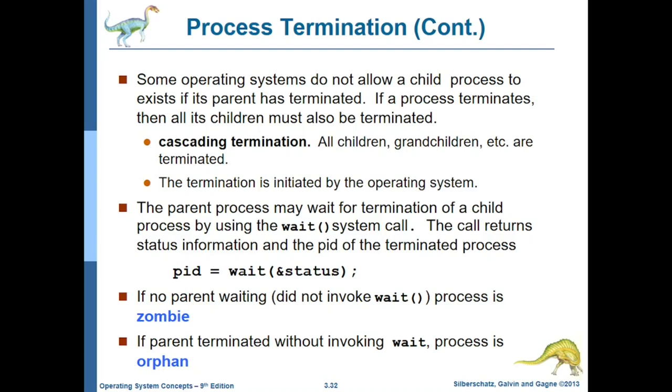Another possibility is that the parent process terminates without invoking wait for its child process. In that case, the child process becomes an orphan process. So an orphan process, we can say, is a process that has no parent process to control or communicate with it. An orphan process may be adopted by another process, usually by a special system process called init.